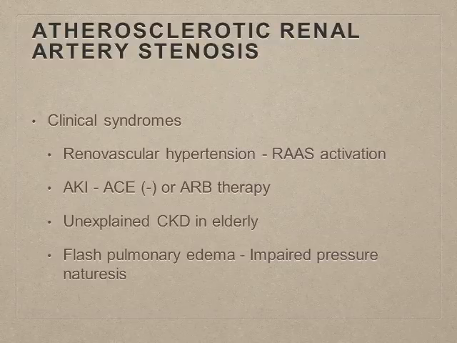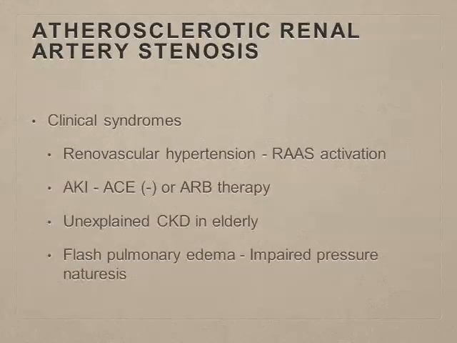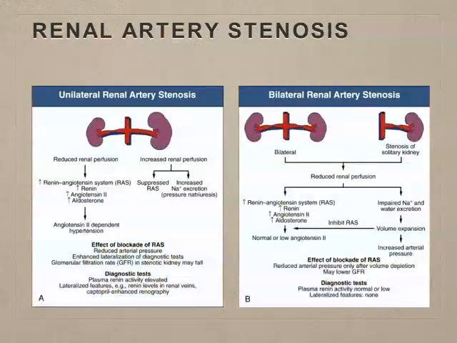Flash pulmonary edema is one of the problems with renal vascular, with atherosclerotic disease in the kidneys that you can try to treat, but it's very difficult to control. So here's some diagrams of what's going on. So, unilateral and bilateral renal artery stenosis.